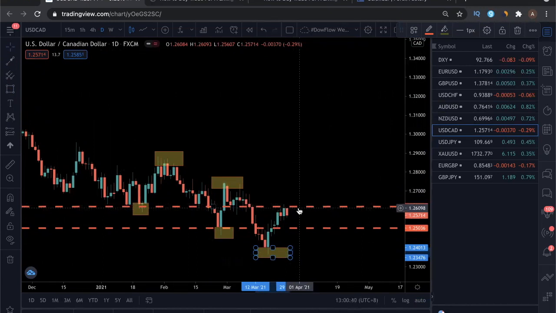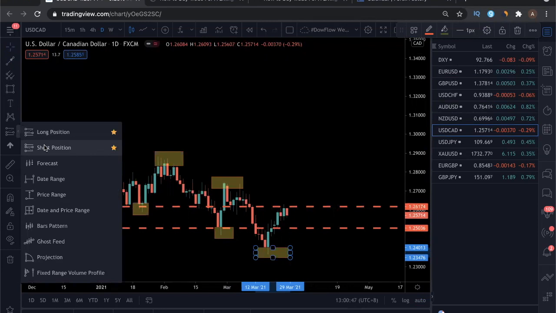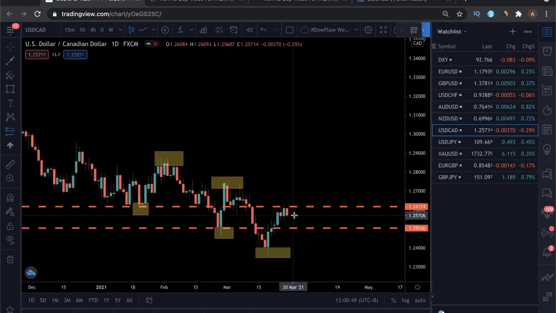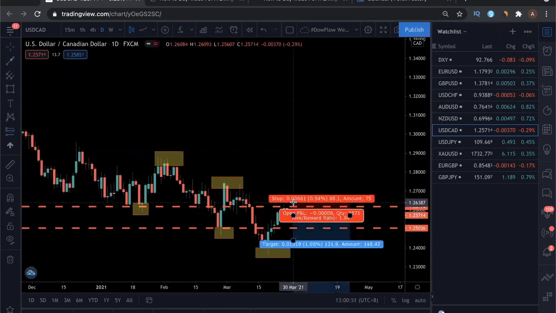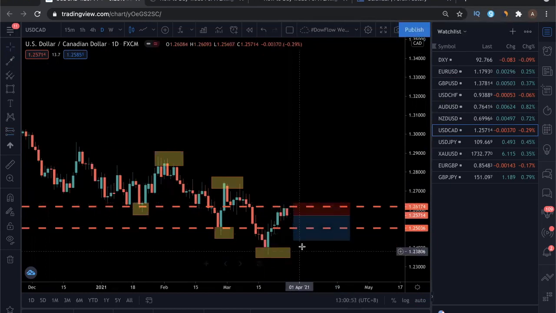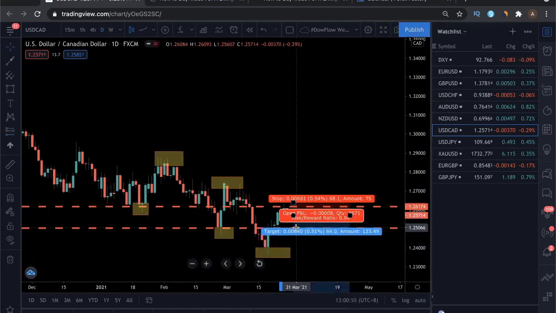Okay. Now the issue is that there's actually a support level coming in here. So the problem with the current setup is that if you were to short here, put your stop loss just above here and your take profit right here, your risk to reward is terrible. Okay, so please do not chase the market. Do not take setups like this, even though it's very clear, because the risk to reward just doesn't make sense.